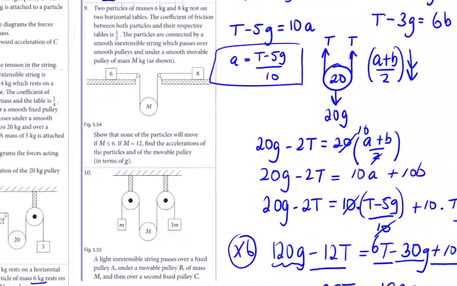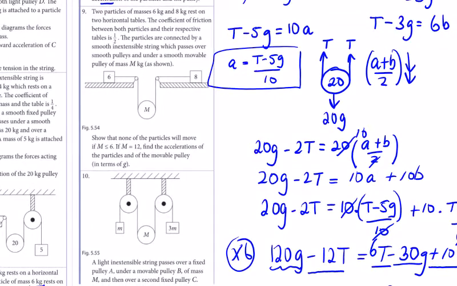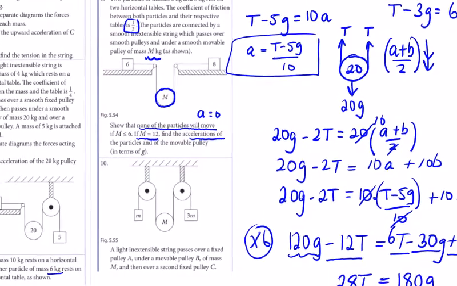Number 9 we'll do in this video as well. Two masses we can see here with the 6 and the 8 and the M. So what are we told? Coefficient of friction is a half, connected by a smooth, inextensible string, and we just have this M kilograms. That's all we have. Show that none of the particles will move. None will move, so acceleration 0, if M is less than or equal to 6. And then if M is 12, find the accelerations of the particles and the movable pulley in terms of G.